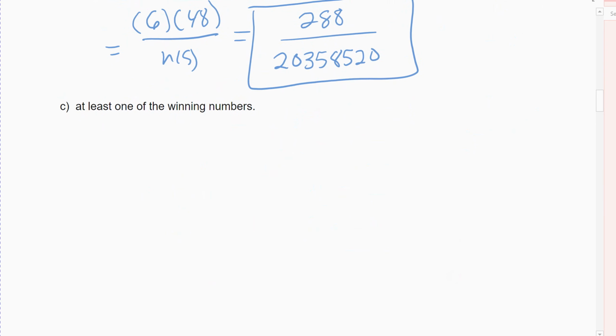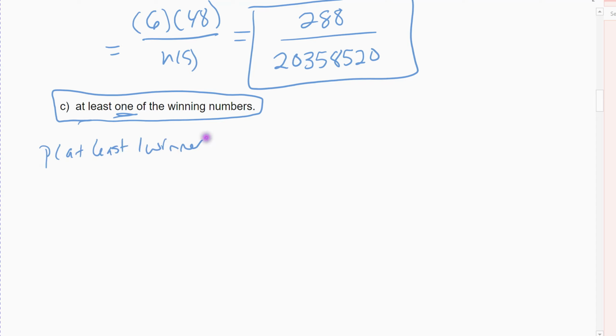All right, the last one, which is actually the question that was asked on the final exam. What's the probability of getting at least one of the winners? So I picked 1 out of the 6, or 2 out of the 6, or 3 out of the 6, or 4 out of the 6, or all 6 out of the 6. Well, again, the complement's the better way to go with this.